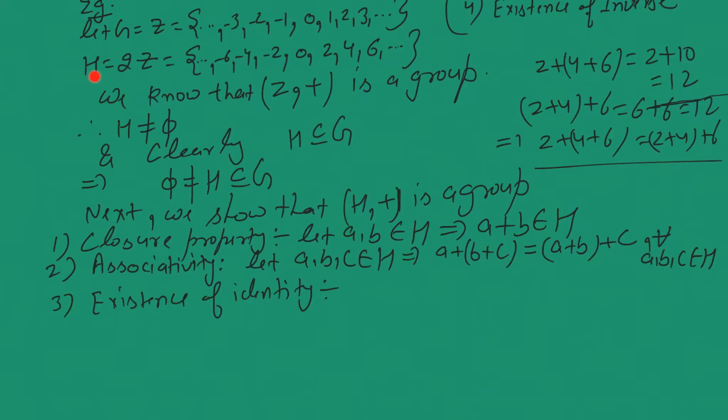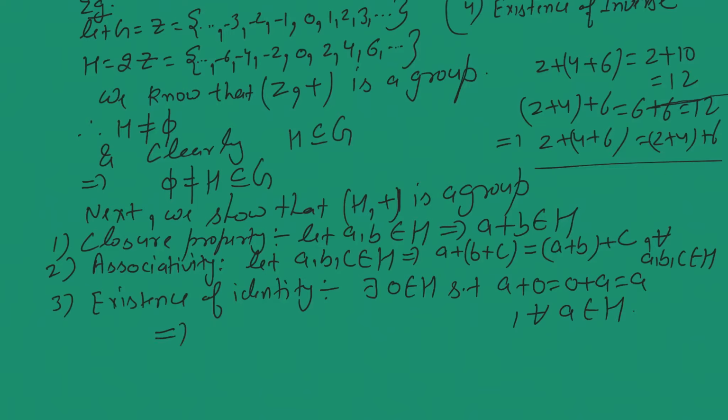As we know that H is a subset of G, and 0 is also there, so the property which is holding for every element of G will also be holding for every element of H also, because it is a subset. So we can say that there exists 0 belonging to H such that A plus 0 is equal to 0 plus A is equal to A, and that is for all even integers belonging to H.